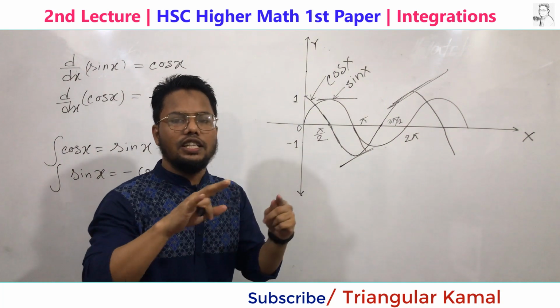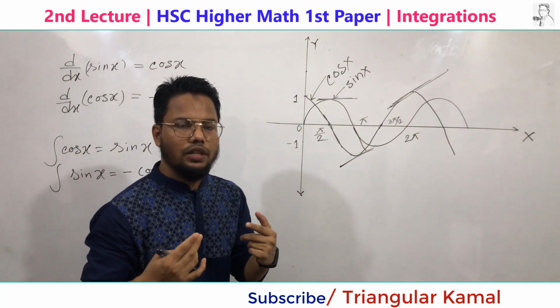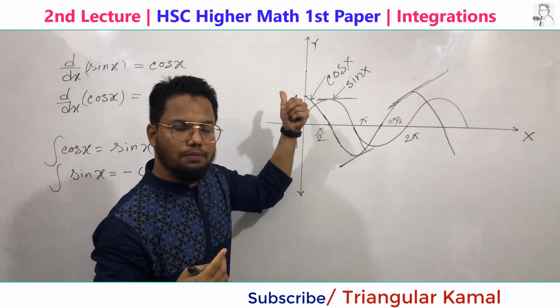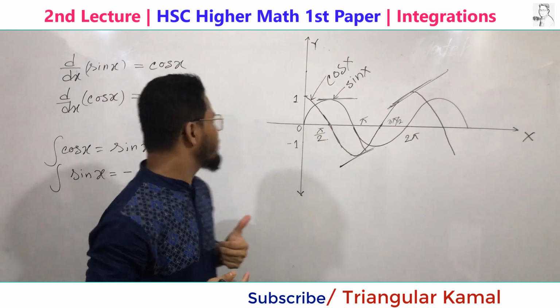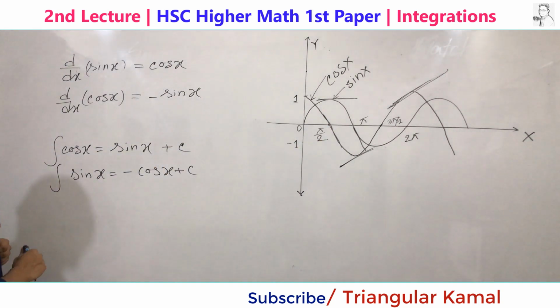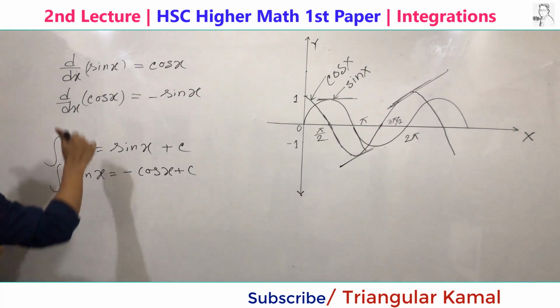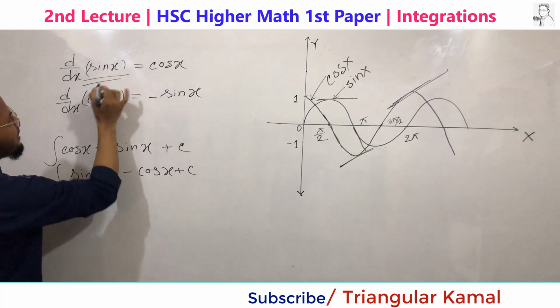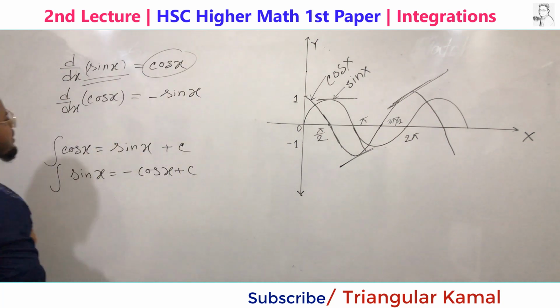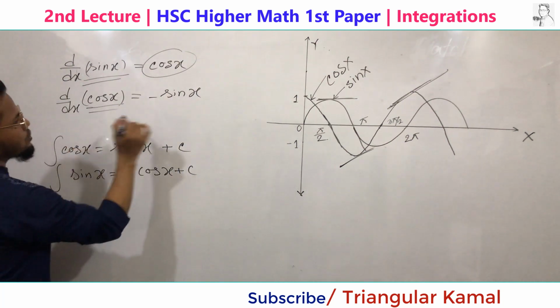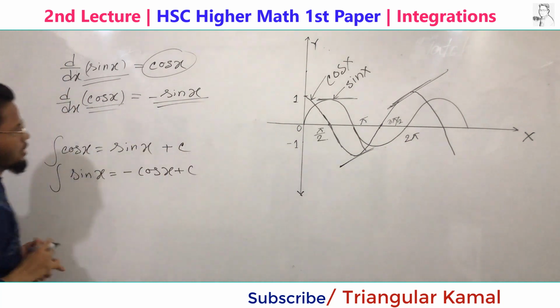So this is the relation between the sine and cosine graphs. When the first one is positive, the other one will be negative. So this indicates that the relation between sine and cosine is negative. So the differentiation of sin x equals cos x. The differentiation of cos x, we know, is minus sin x.